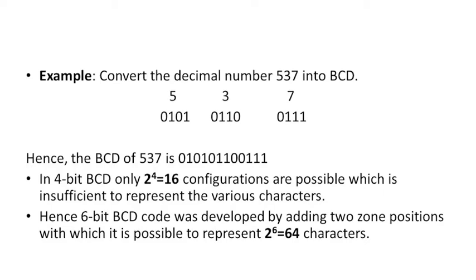In the 4-bit BCD, only 2 to the power 4, that is 16, configurations are possible, which is insufficient to represent the various characters. Hence, the 6-bit BCD code was developed by adding 2 zone positions, with which it is possible to represent 2 to the power 6, that is 64, characters.